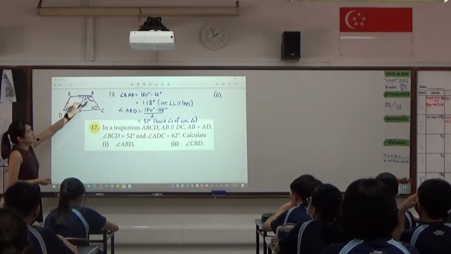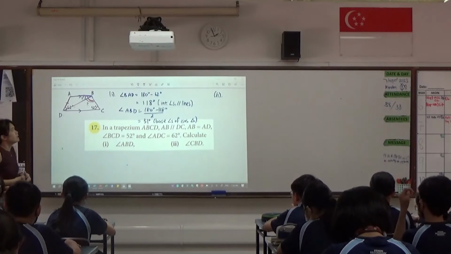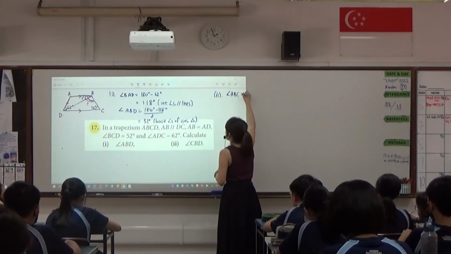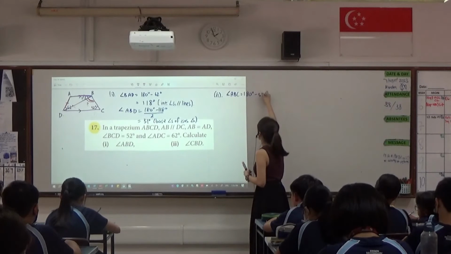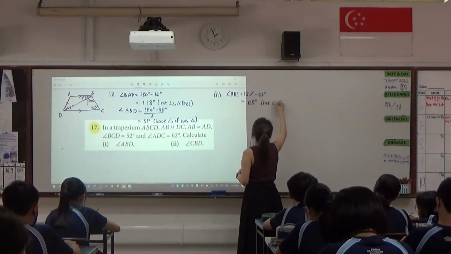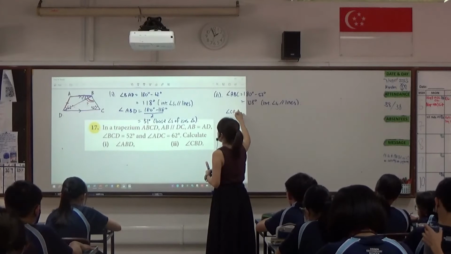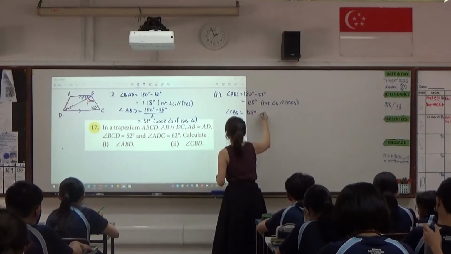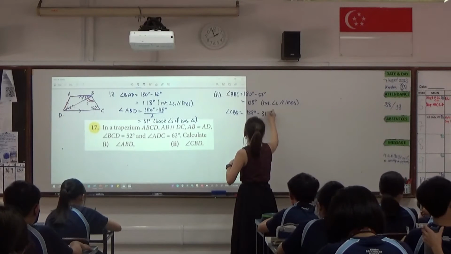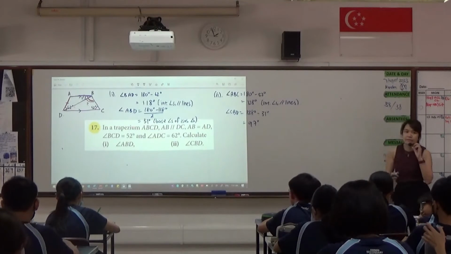Take away the smaller angle, then I will be able to get angle CBE here. So to find out angle ABC, again we will use our interior angles properties, so that our angle CBE, and then we get an answer of 97 degrees.